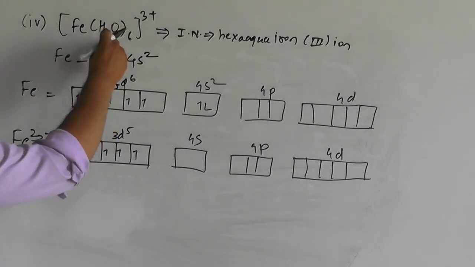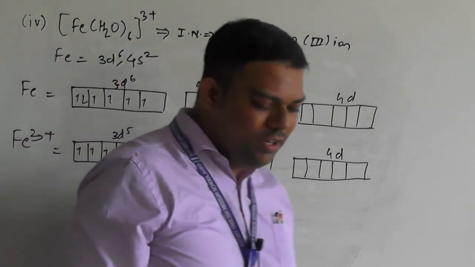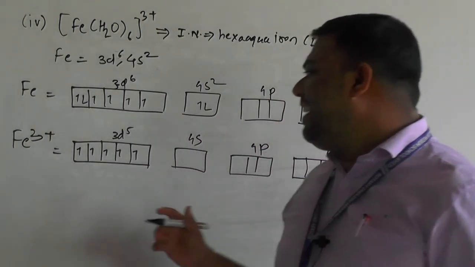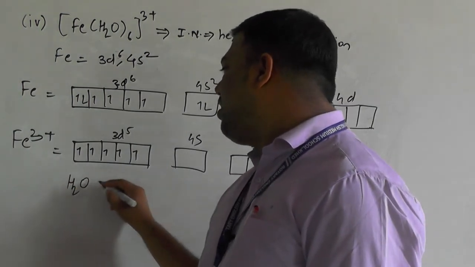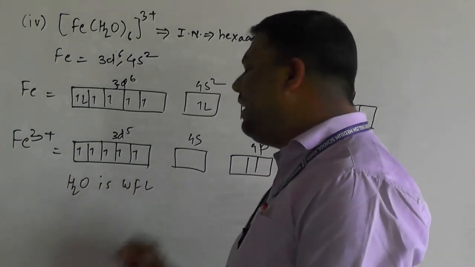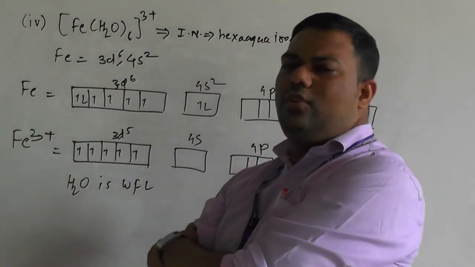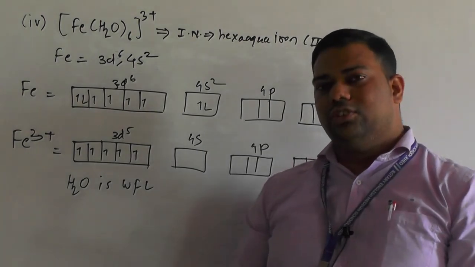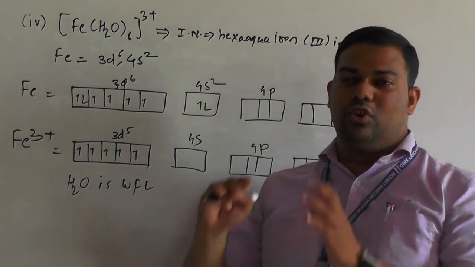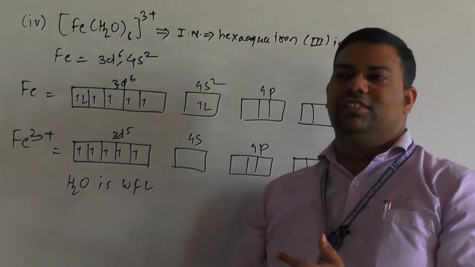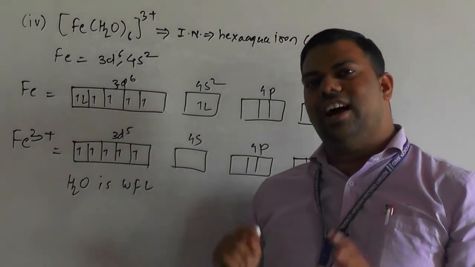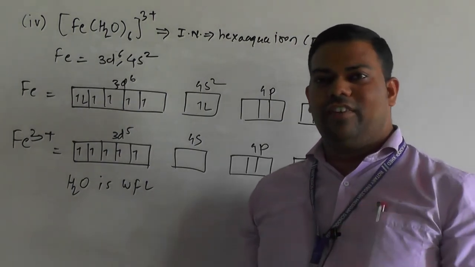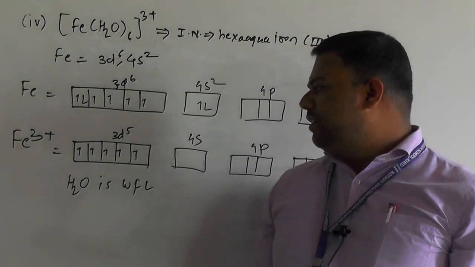Now we have to concentrate on this water. Yes, beta, as you know, water is a weak field ligand. Yes, water is a weak field ligand. So here you have to concentrate, as I already discussed: cobalt, CN, these are what they frequently ask. Your ammonia also, water, F. These are the frequently asked ones.